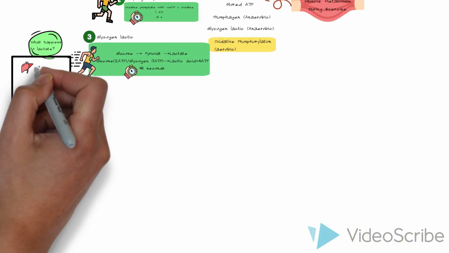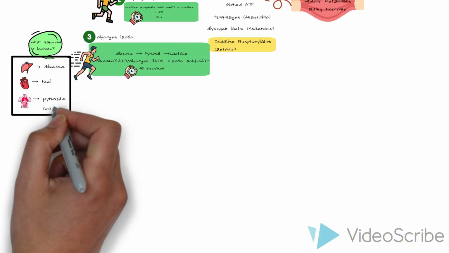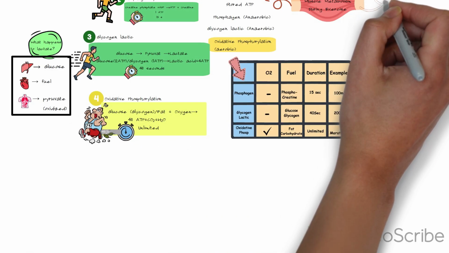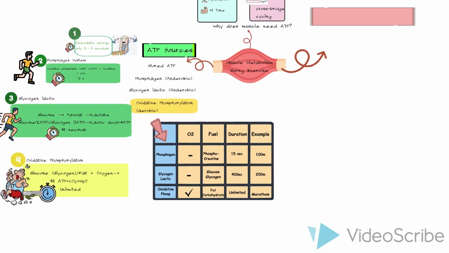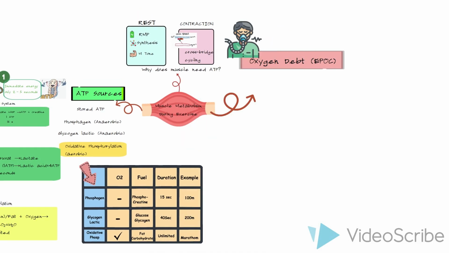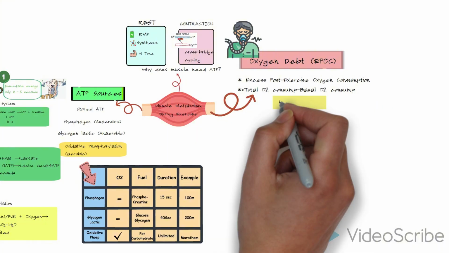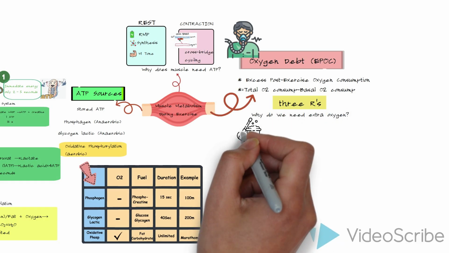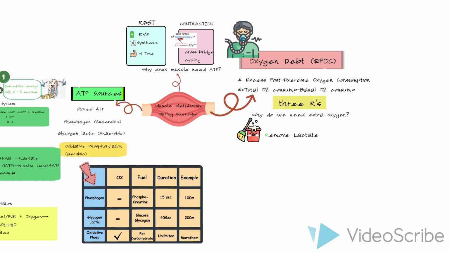The duration of the contraction for the phosphagen is 15 seconds, while for the glycogen lactic it is 40 seconds, and for the oxidative phosphorylation it is unlimited. And the oxygen debt means the excess post-exercise oxygen consumption, and this is needed to remove the lactic, to reform the ATP, and to refill the myoglobin. The main fuel for exercise is either carb or fat, but the carb, either free or stored as glycogen, is enough for contraction up to 100 meters.